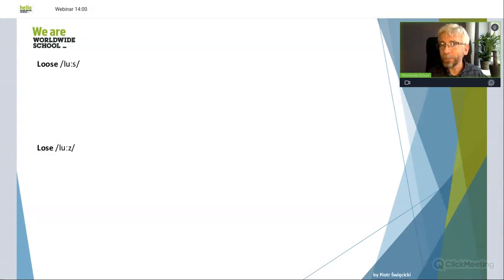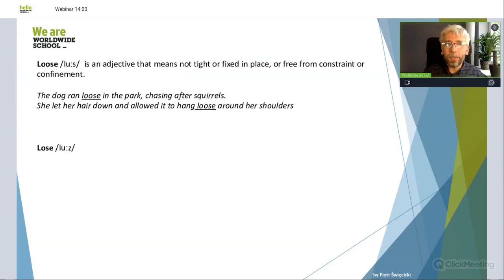Okay. Lose and loose. That's important. Pronunciation. Of course, the spelling is different. So what's loose? Loose is an adjective, and it means not tight or fixed in place, or free from constraint or confinement. The dog ran loose in the park, chasing after squirrels. She let her hair down and allowed it to hang loose around her shoulders, right? Or a loose screw. Yeah, this screw is loose. Please tighten it.